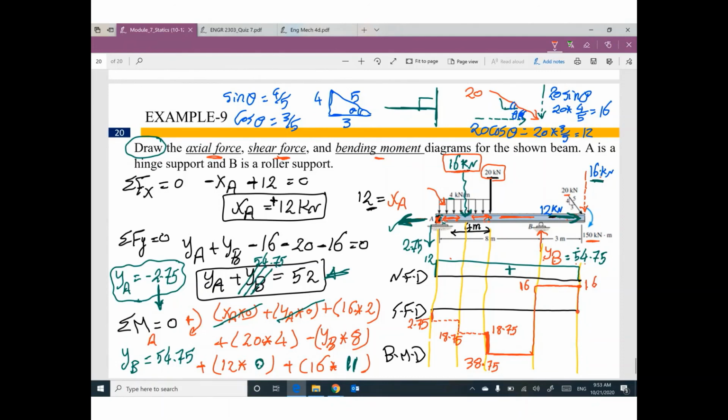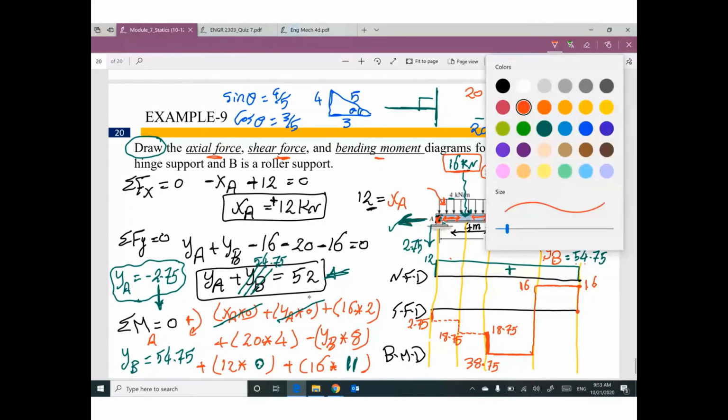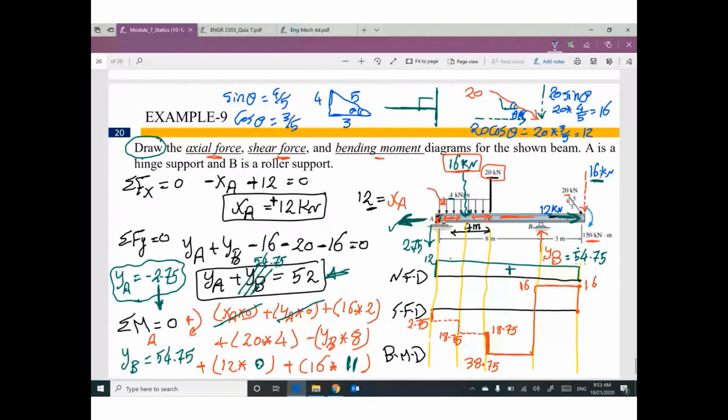Please, before finishing up the diagram, go back to the dashed line. From the first point and the last point of the dashed line, please draw a solid line. And this diagram can be called shear force diagram.